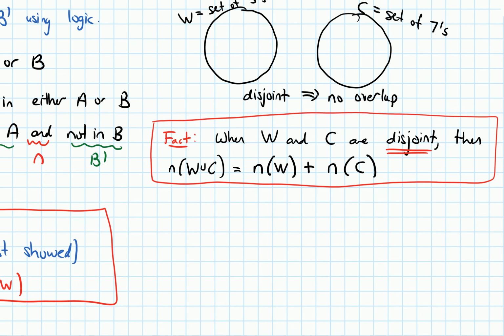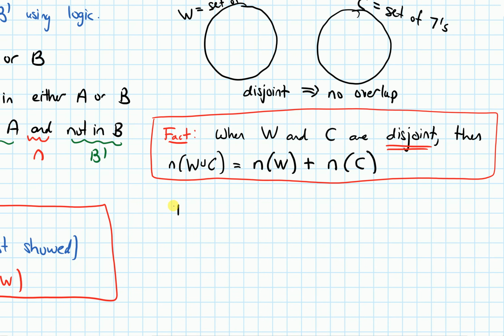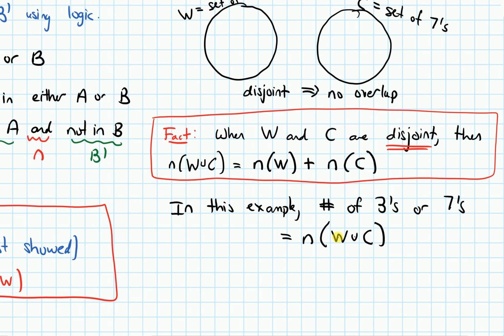All right, so let's write that down. So in this example, the number of 3s or 7s, which is what the question wants us to find, is equal to n of W union C, the number of cards in the union. And that is the number of cards in W plus the number of cards in C. I can say that those two things are equal because of the fact that we stated above. These two sets are disjoint.